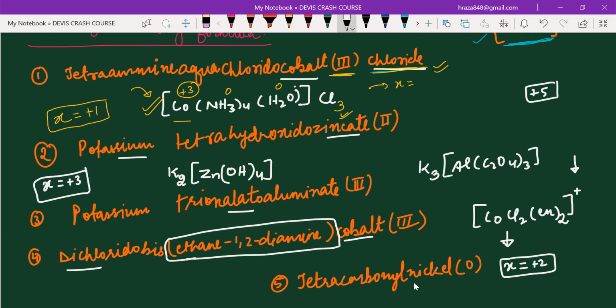Very good. This is very easy. Nickel, directly nickel, tetracarbonyl, that is CO, which is neutral ligand. So CO4 it is, right? Can I move to the next part?